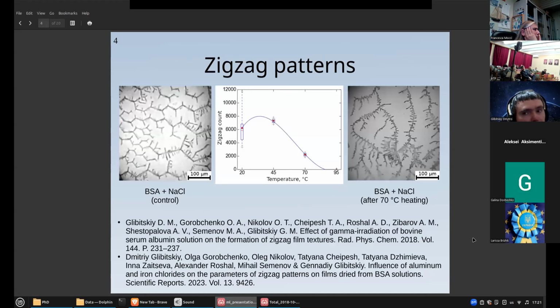We observed that the presence of DNA or BSA produces a specific kind of patterns, which we call zigzags, and they are absent if there is no protein, or if the protein structure is significantly disrupted by some kind of influence.